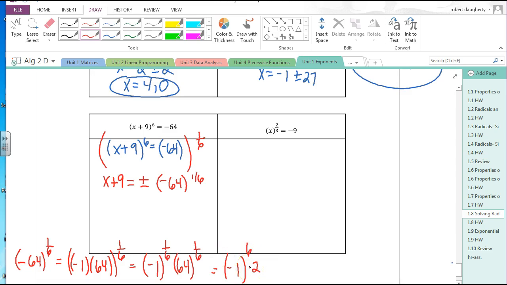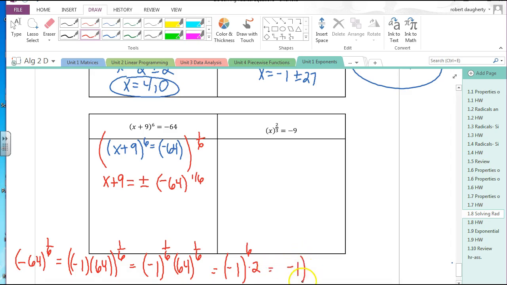Now I just have to figure out what the 6th root of negative 1 is. What kind of numbers is it going to be? Anybody? Real or complex? Complex, okay? It's just like when the square root of negative 1 was i, it's going to be something like that. So let's figure this out.